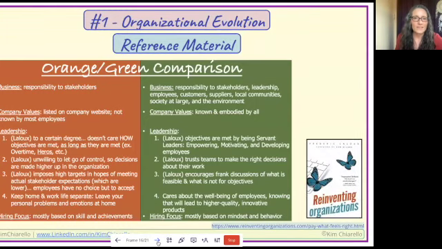Okay. This is the reference for tool number 1, organizational evolution, giving more wording and business examples of the orange-green comparison, as well as the book on it, which is Reinventing Organizations by Laloux.